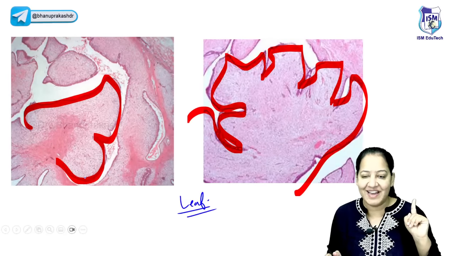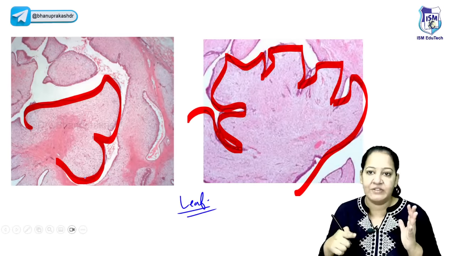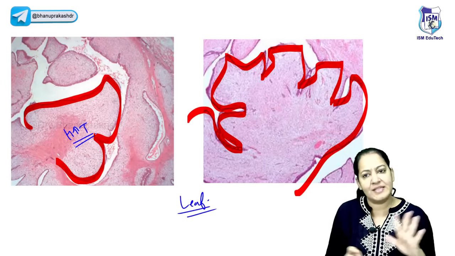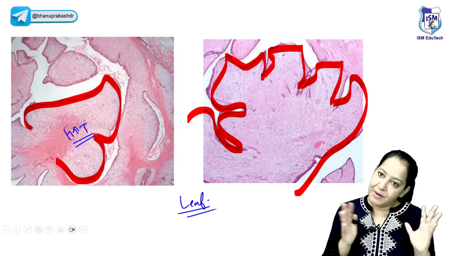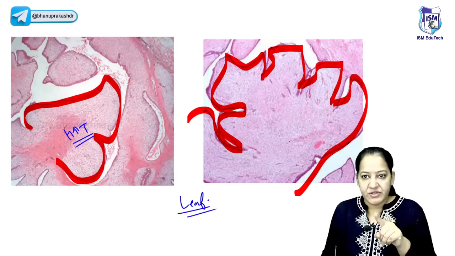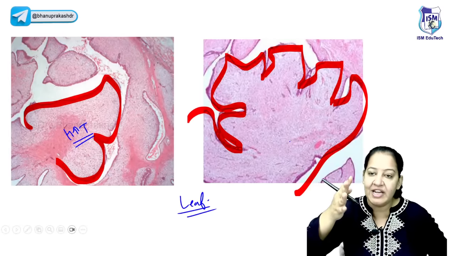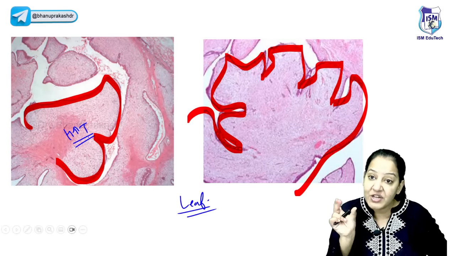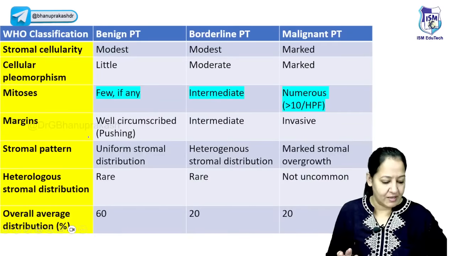There also we get the slit-like spaces. In phylloids also, I am saying the same. There are slit-like spaces taking the shape of the leaf. Here, stromal hyperplasia is much more as compared to fibroadenoma. That is the only difference. Here, stroma is more aggressive, more hyperplastic as compared to fibroadenoma. Rest of the things are the same here. You can see what I have marked with red color now. These are the compressed ducts. And what you can see taking the shape of the leaf, that is stroma. So here also we have stromal hyperplasia. These are the ducts which get compressed and taking the margins of the leaf.